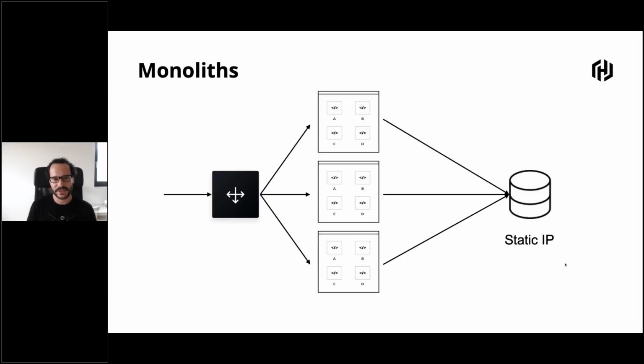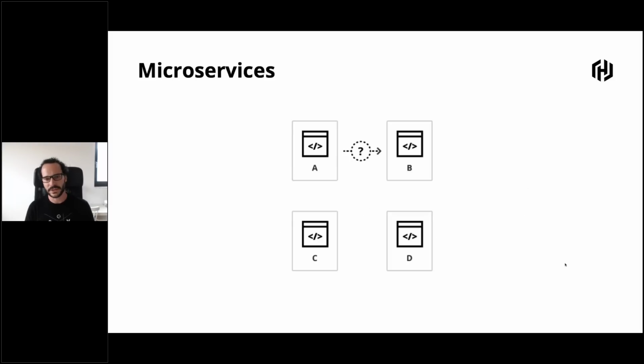Now, as applications are not built as monoliths anymore today, and we're talking about microservices, if service A wants to call service B, it's not an in-memory call anymore. It's basically a call over the network. So service A needs to know where service B resides.